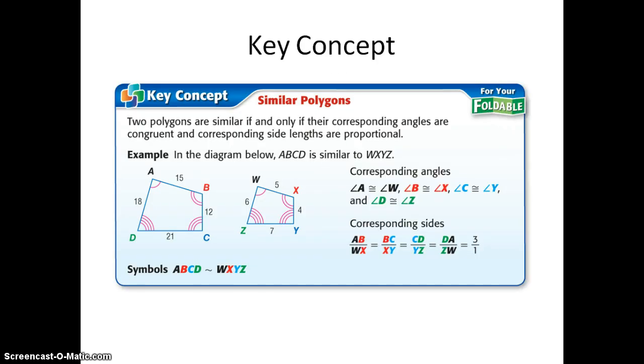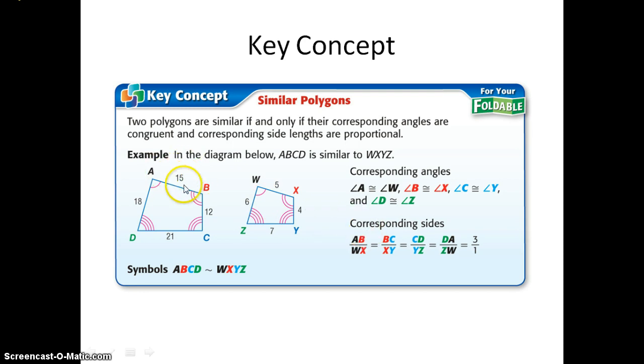The key concept for today is going to be similar polygons. So remember, they're going to have the same shape but not necessarily the same size. You can see that this one on the left is bigger than the one on the right. So two polygons are similar if and only if their corresponding angles are congruent and the corresponding side lengths are proportional. So notice A is congruent to W, B is congruent to X, C is congruent to Y, and D is congruent to Z. So the angles have to be congruent, but the sides have to be proportional.